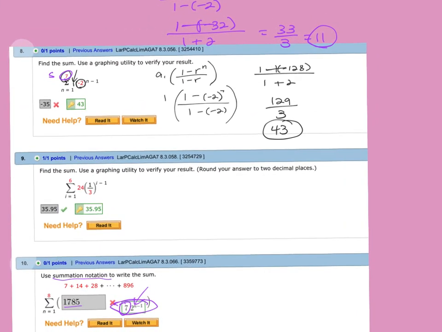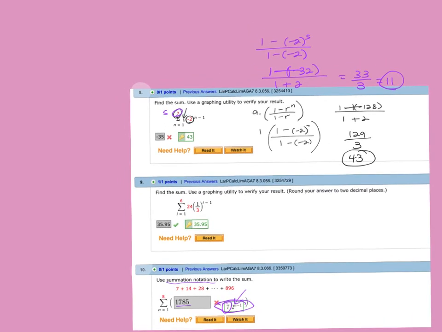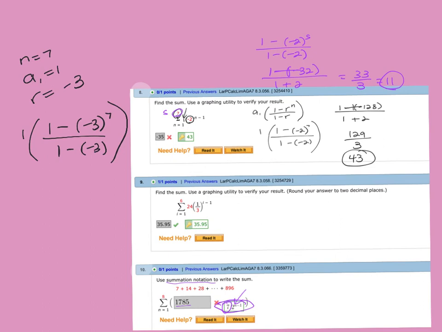Yeah. For number 8, I just did it over again, but I got the same answer that I put. So you had different numbers? Yeah. What were your numbers? I just had -3 instead of -2. But the n was still 7? Yes. Okay, so A1 is still 1, R is -3, you said? Yeah. Okay, so 1 times 1 minus -3 to the 7th over 1 minus -3.